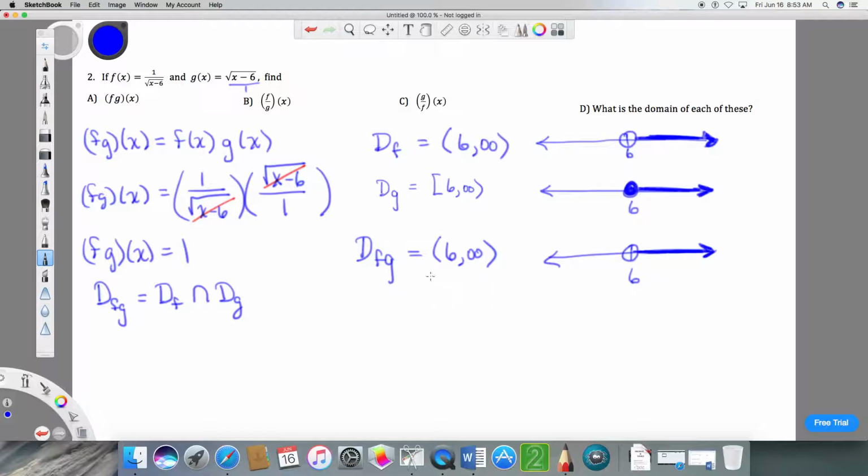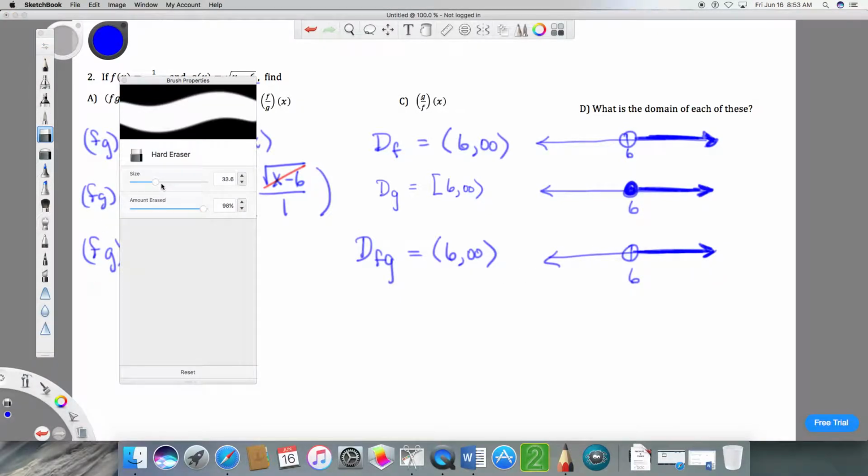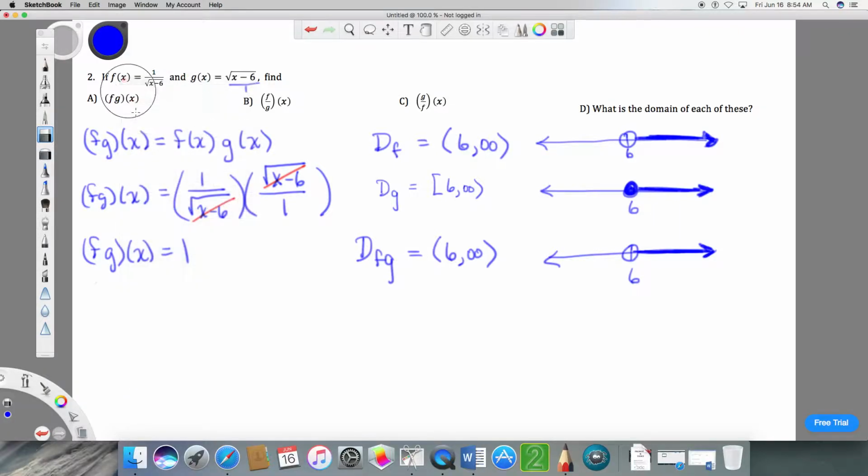And you wouldn't get that answer at all if you just looked at this final product here, because you haven't considered all the information that was given. You haven't considered how it was constructed, and that's very important information. So for part A, here's our answer of what the product is, and in part D, here's the domain of that function, and that's what they wanted. So let's erase this and go on to part B.